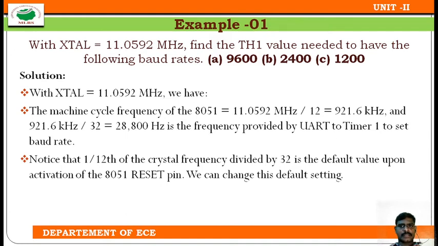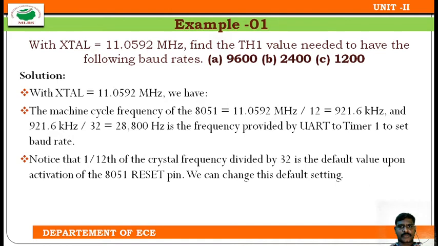So the crystal frequency is 11.5 megahertz. Then the 8051 divides this crystal frequency by 12 to get the machine cycle frequency. In the case of a crystal oscillator, what we take is 11.0592 megahertz. The machine cycle frequency is 921.6 kilohertz, which is nothing but 11.0592 divided by 12.